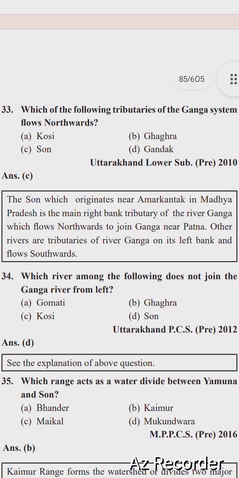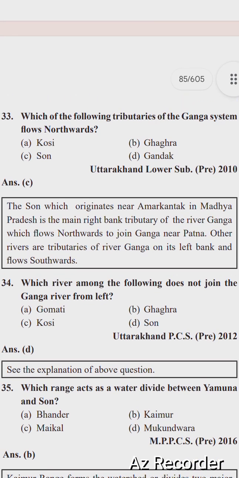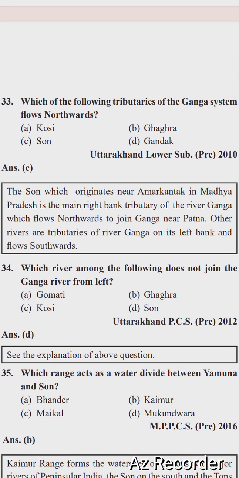Next, which of the following tributaries of the Ganga system flows northward? Option A Kosi, option B Ghagra, option C Son, option D Gandak. The right option is C, Son. The Son originates near Amarkantak in Madhya Pradesh and is the main right bank tributary of river Ganga, which flows northward to join the Ganga near Patna. Other rivers are tributaries of river Ganga on its left bank and flow southward.